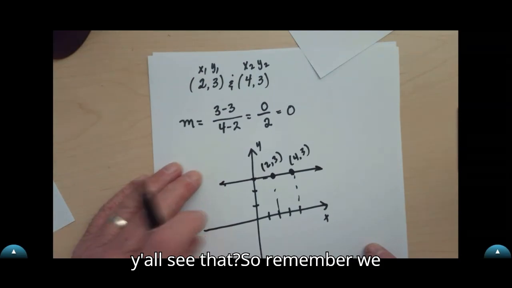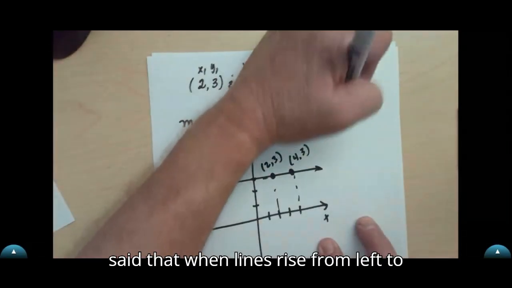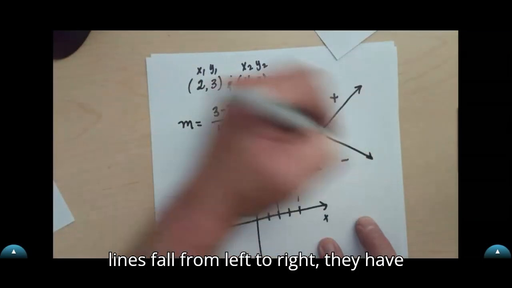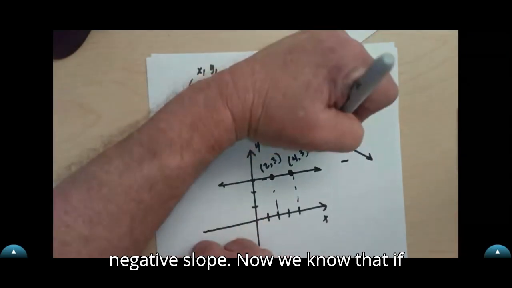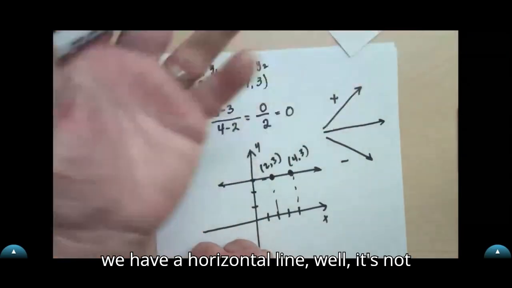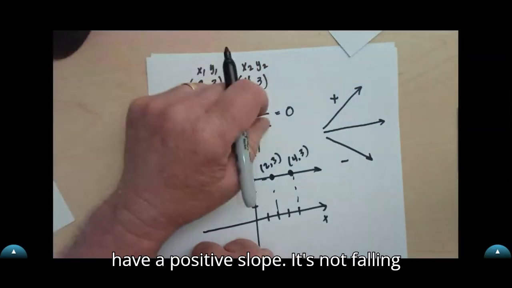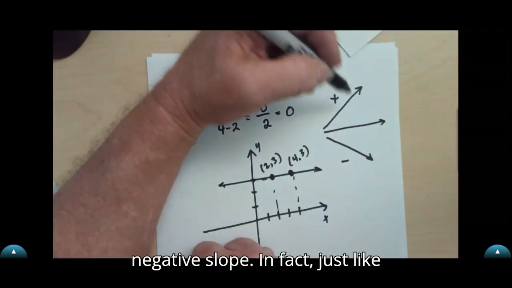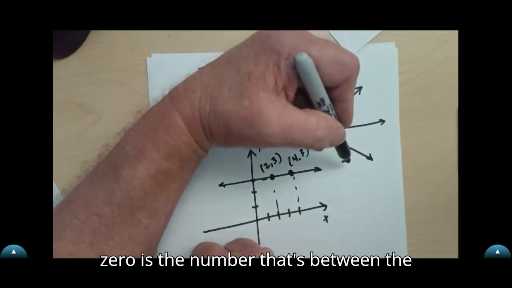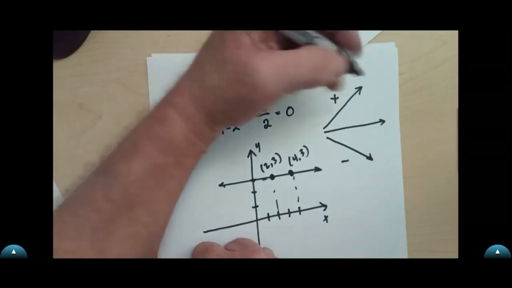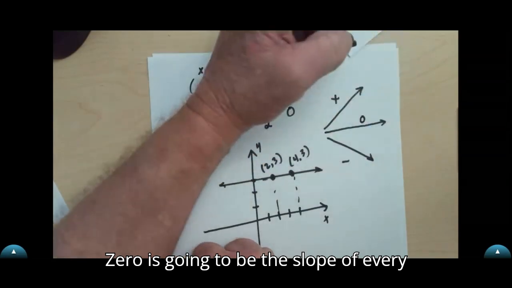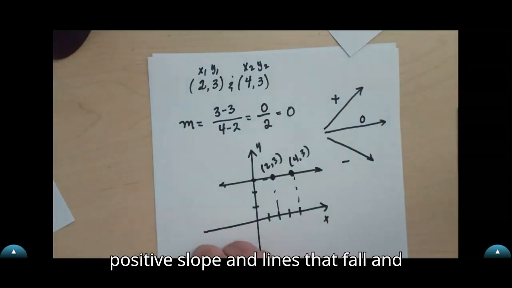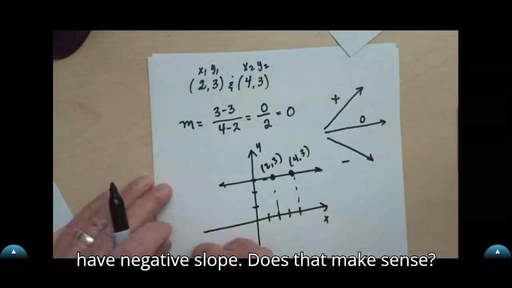Do y'all see that? So remember we said that when lines rise from left to right, they have positive slope. When lines fall from left to right, they have negative slope. Now we know that if we have a horizontal line, well, it's not rising from left to right, so it can't have a positive slope. It's not falling from left to right, it can't have a negative slope. In fact, just like 0 is the number that's between the positive and negative numbers, 0 is going to be the slope of every horizontal line, because that's what's between lines that rise and have positive slope and lines that fall and have negative slope.